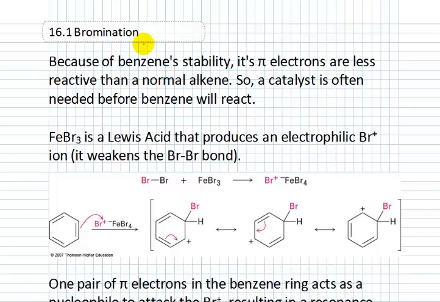We had mentioned that benzene is extra stable. Its pi electrons are less reactive than a normal alkene, whereas a normal alkene would undergo an addition reaction with something like bromine, just like we talked about in the last chapter. If we have Br2 with iron tribromide, FeBr3, iron(III) bromide if we're using IUPAC naming, that's a catalyst for substitution of a bromine onto a benzene ring.